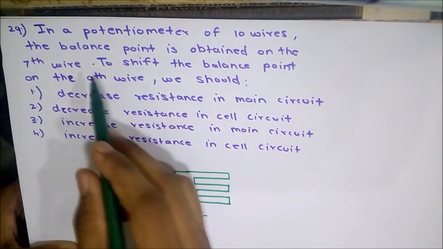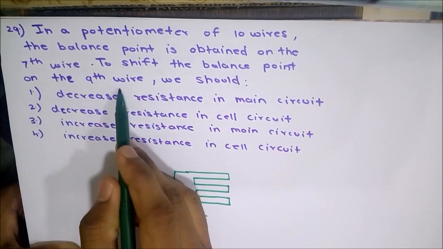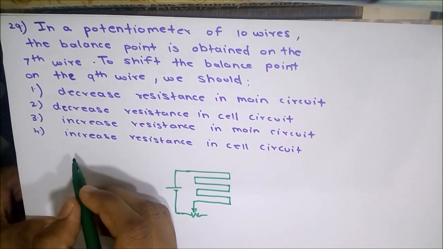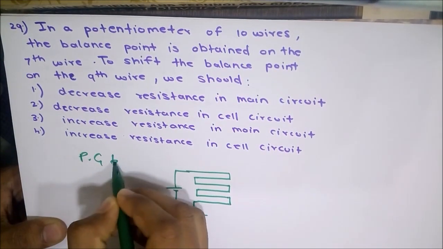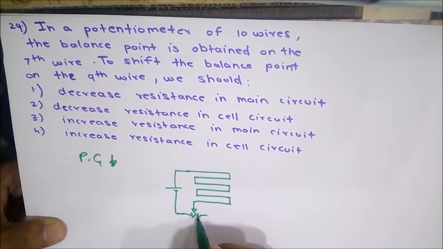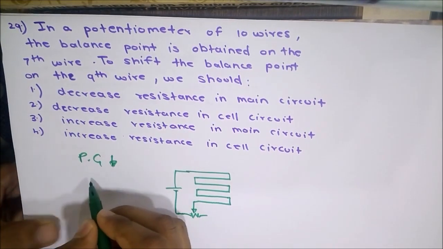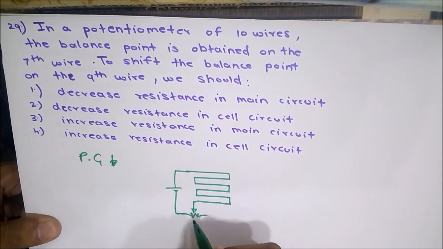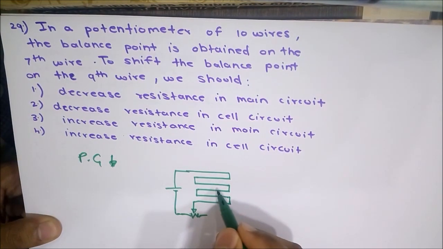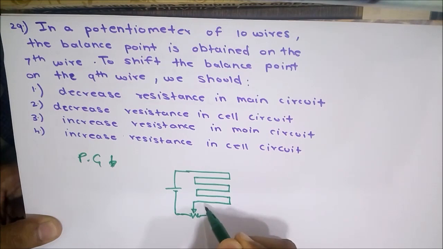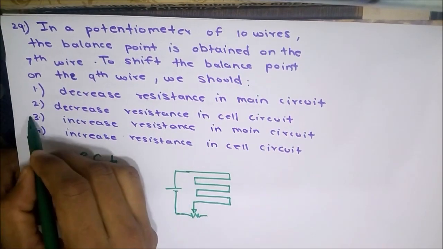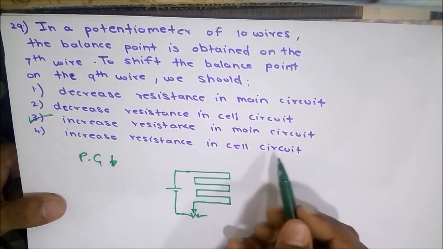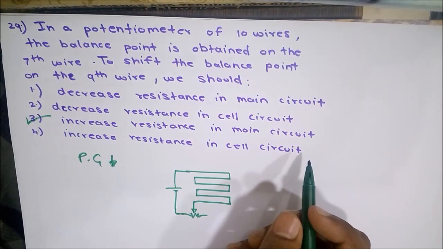Since we need to shift the balance from the 7th wire to the 9th wire, what we basically need to do is decrease the potential gradient. And in order to decrease the potential gradient, we should increase the external resistance in the main circuit, and hence the potential gradient of the wire would decrease and the balancing point would be obtained further ahead in the wire. And hence, option number 3, that is increase the resistance in the main circuit, is the correct answer.